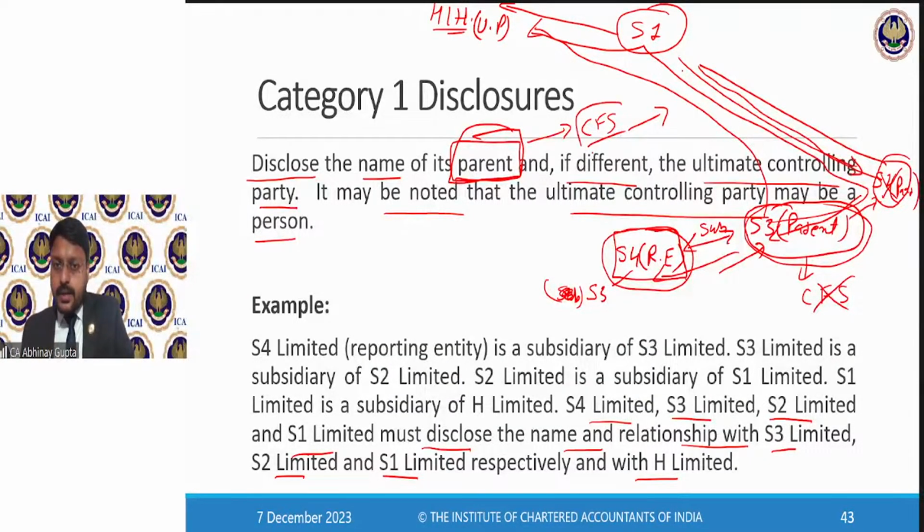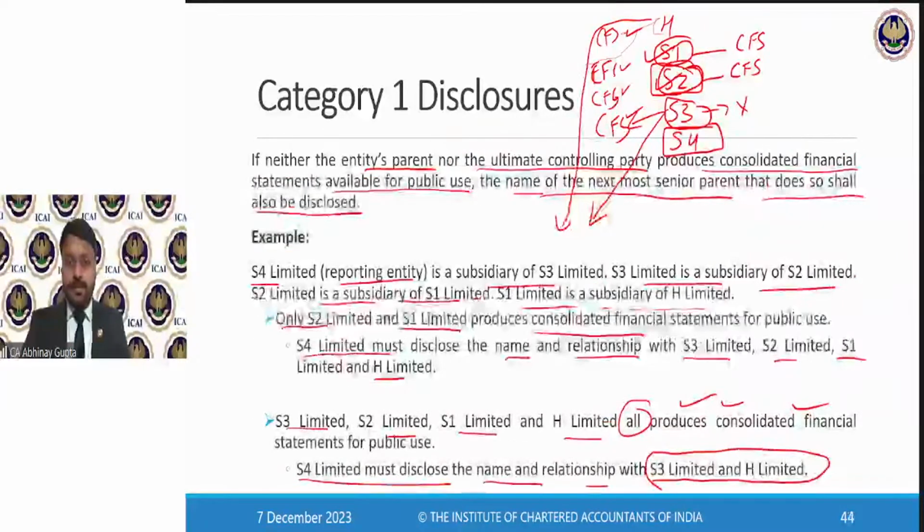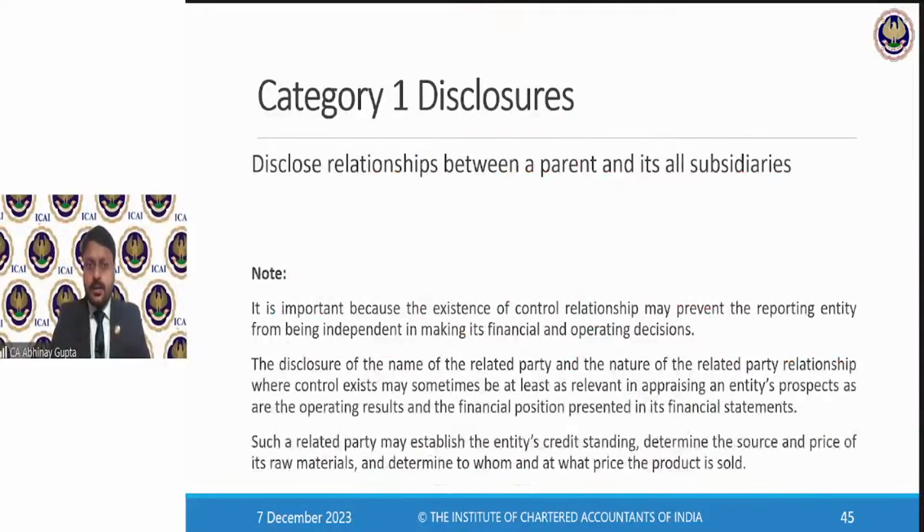And if our parent is preparing the CFS, then we will skip S3 and S4, and we will directly go to the ultimate parent, that is H Limited. So we will say our parent company and the ultimate parent company is our related party, right? Because those are producing the consolidated financial statements. So that is a requirement of the standard.